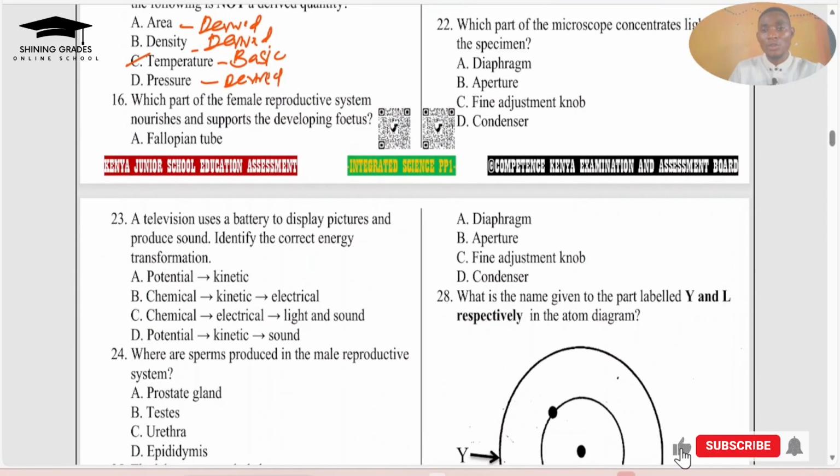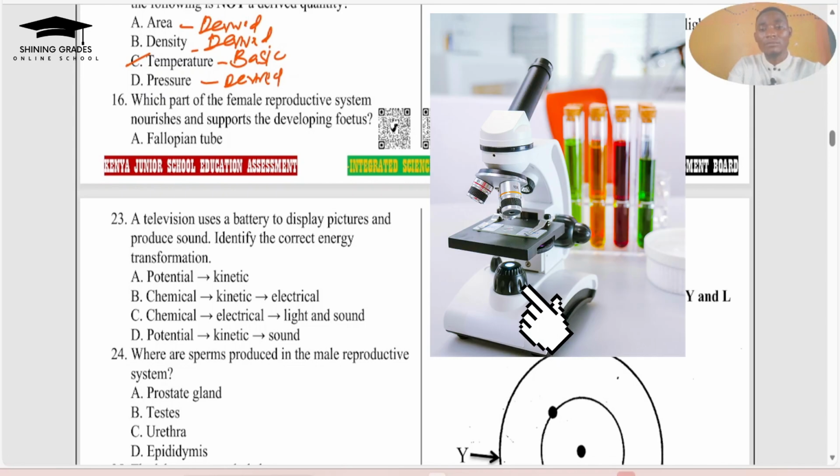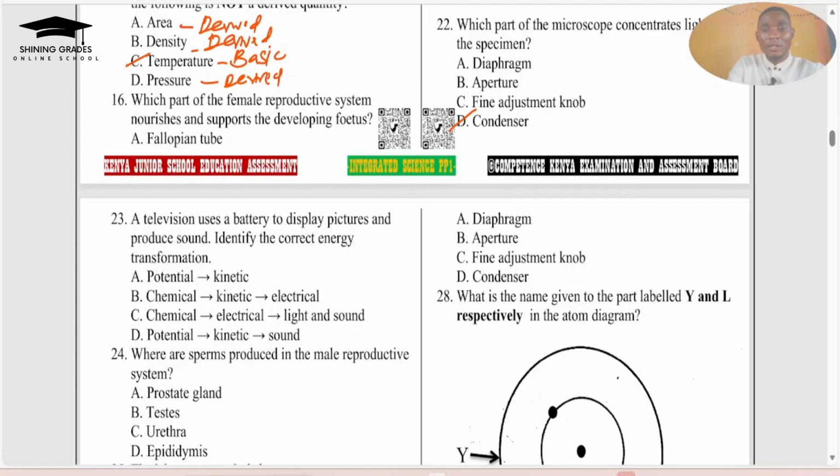Question 22. Which part of the microscope concentrates light onto the specimen? The part that concentrates light on the specimen is the condenser, through the diaphragm. The diaphragm controls the amount of light passing through the condenser to the stage. The fine adjustment knob moves the body tube up and down for short distances to bring the image to sharp focus. The aperture is for viewing. So learners, the correct answer to this question is D, condenser. Question 23.